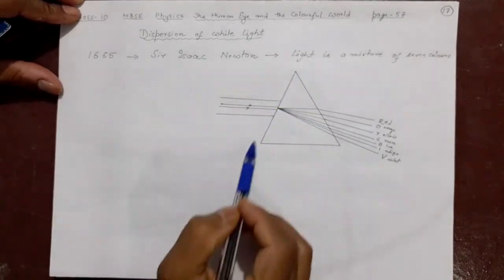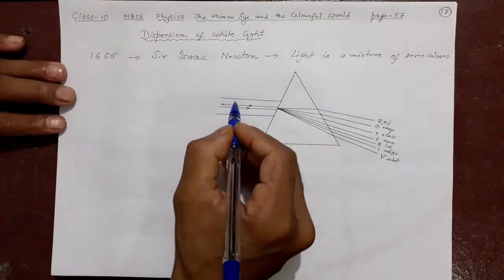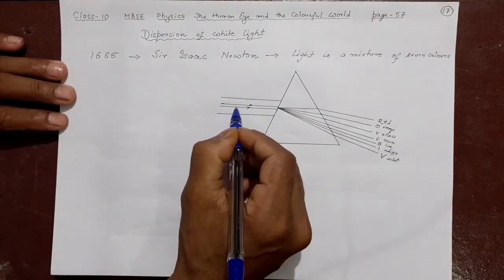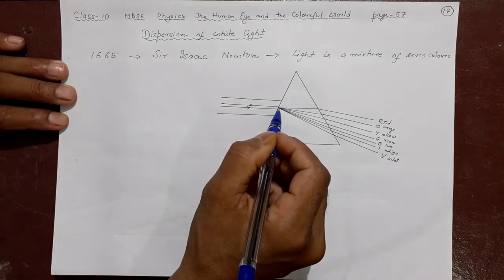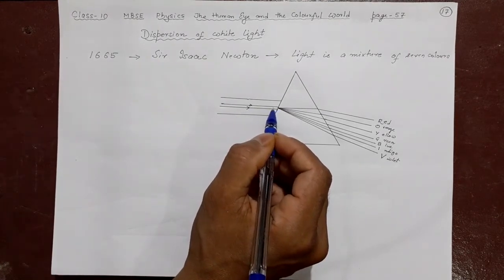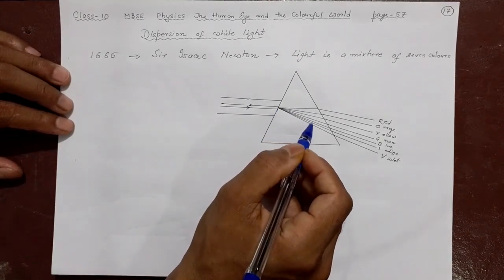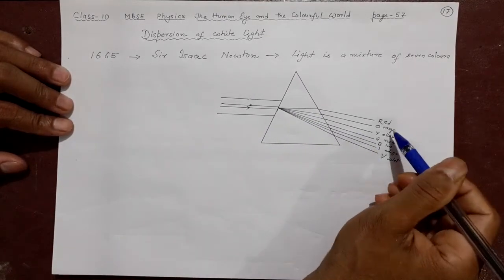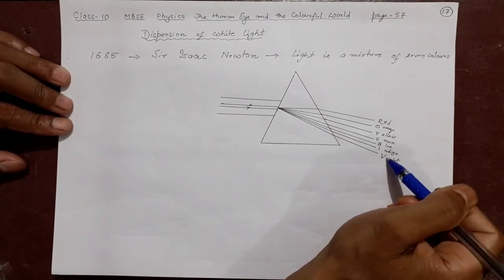This is the prism. This triangle is the prism. After that, this is the light coming. This upper one is not the light, this one is the light. This white light comes here, and as it enters inside the prism, it splits into 7 colors, 1 2 3 4 5 6 7, and when it comes out you will see red, orange, yellow, green, blue, indigo and violet.